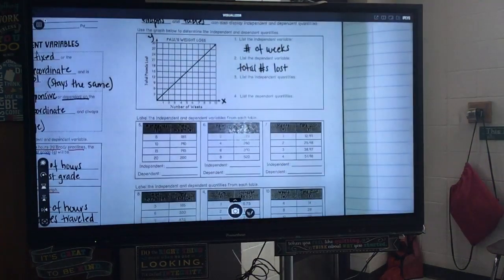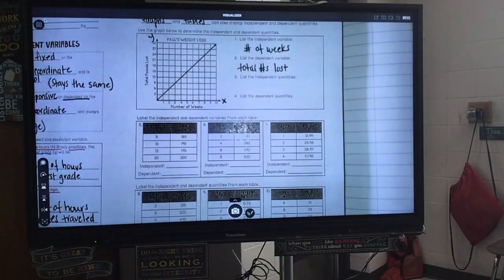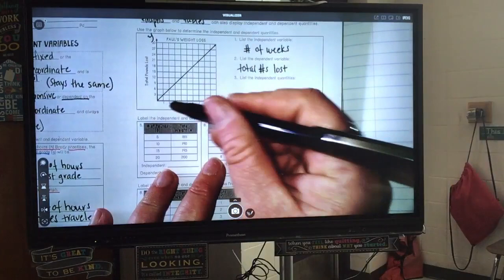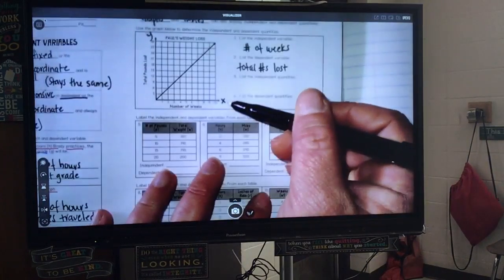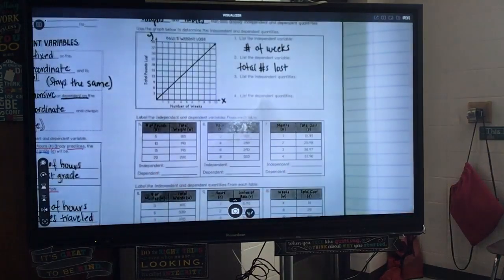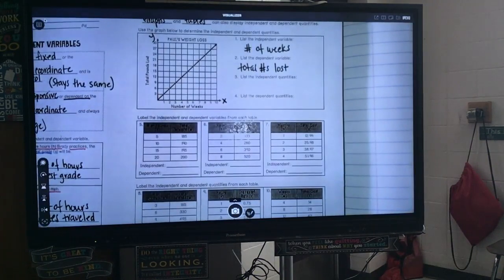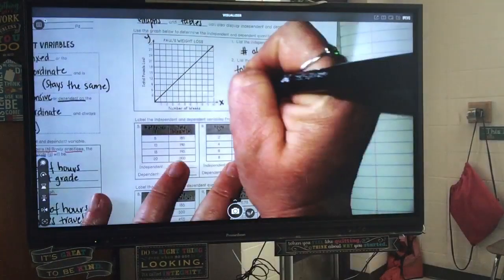Okay, so now we were listing the independent variable and the dependent variable. Now it's asking to list the independent quantities. What that means is you're gonna look at the numbers across the bottom. Those are your quantities on your graph. So what are the numbers of the quantities on the bottom, the x coordinate of our graph? 1 through 10. So 1 through 10.